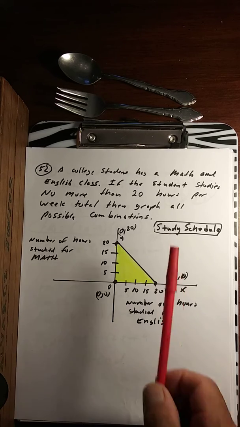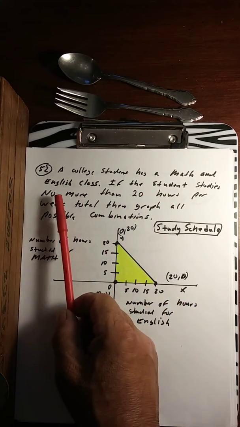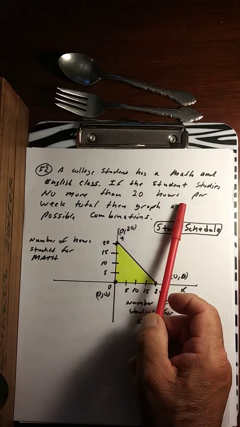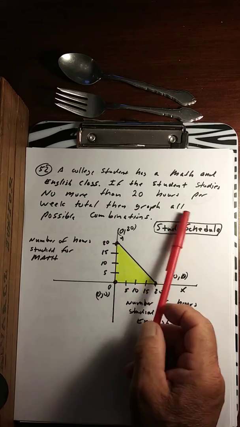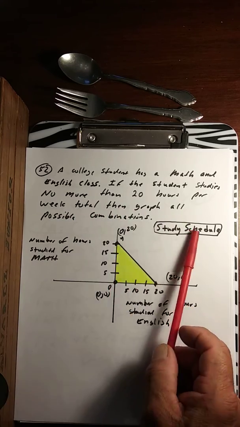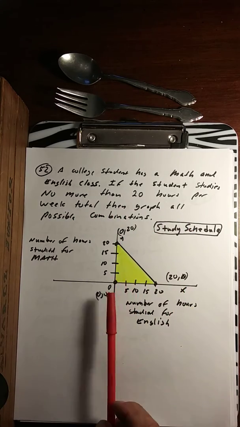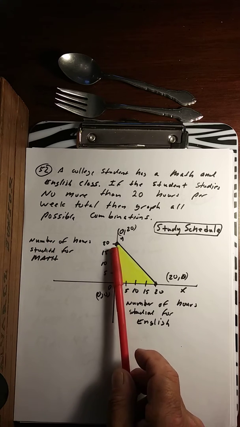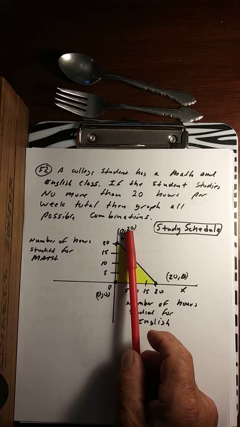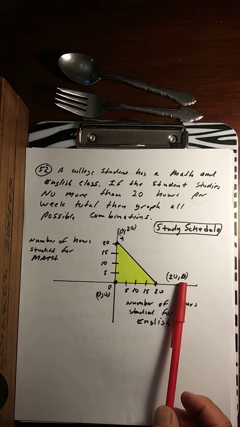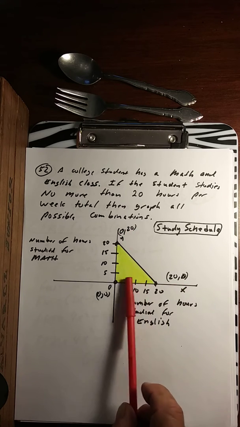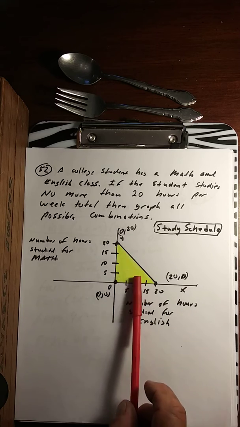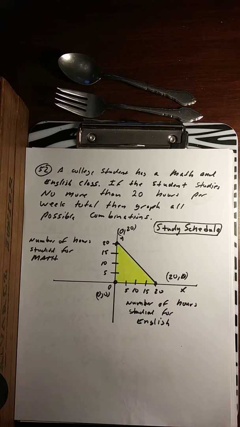A college student has a math and an English class. If the student studies no more than 20 hours per week total, then graph all possible combinations of the study schedule. So the most you can study is 0 hours for the first class and 20 for the second one, or you could do 20 for the first and 0 for the second, or somewhere in between is the answer. It could be other combinations, but they're all inside that yellow mark right there.